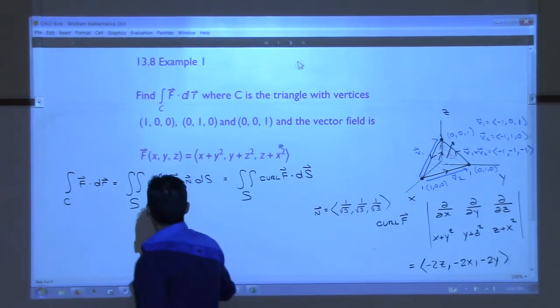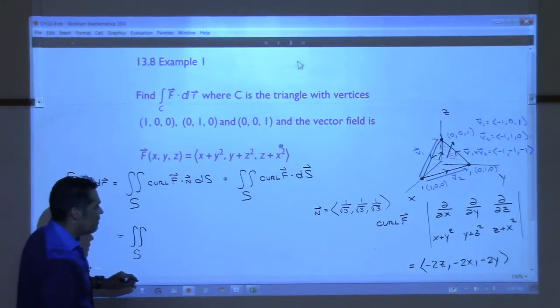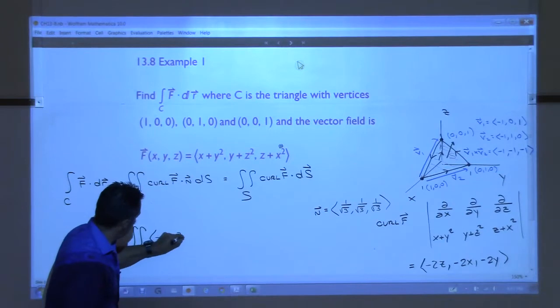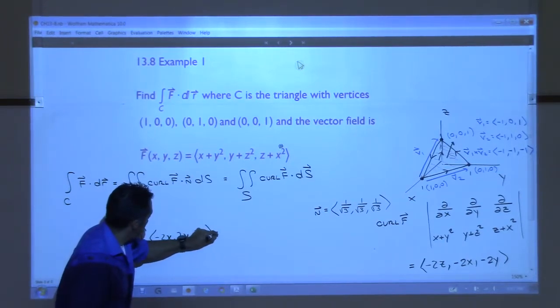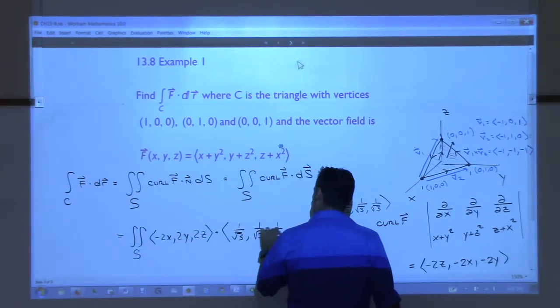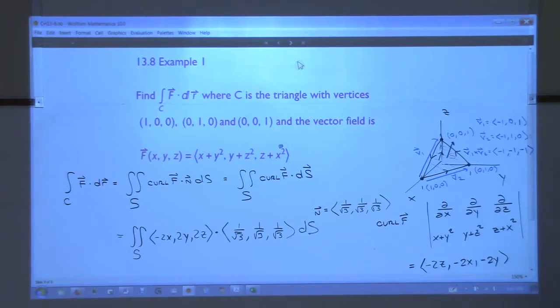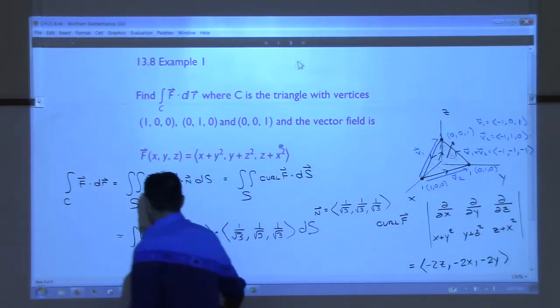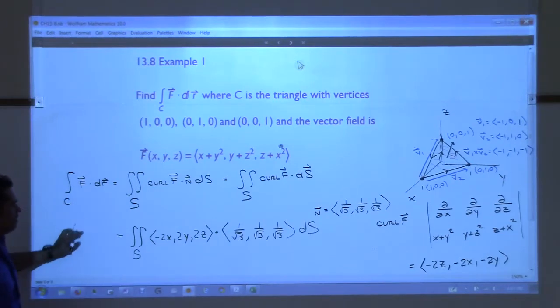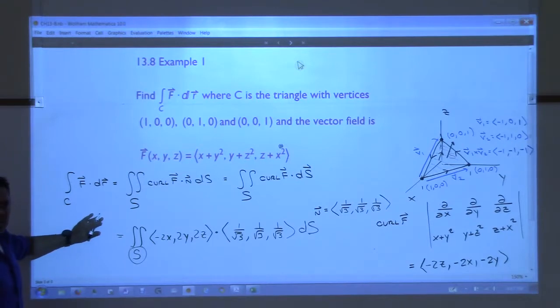Where are we? So I'm here, right? Doing the surface integral, I have curl of F, which was negative 2x, 2y, 2z, dotted with the normal, which is 1 over root 3, 1 over root 3, 1 over root 3, dS. So what have we still not accounted for here? That we can dot easily, right? What have we not accounted for? The S itself, right? This is the field in the normal, but we need the surface itself.